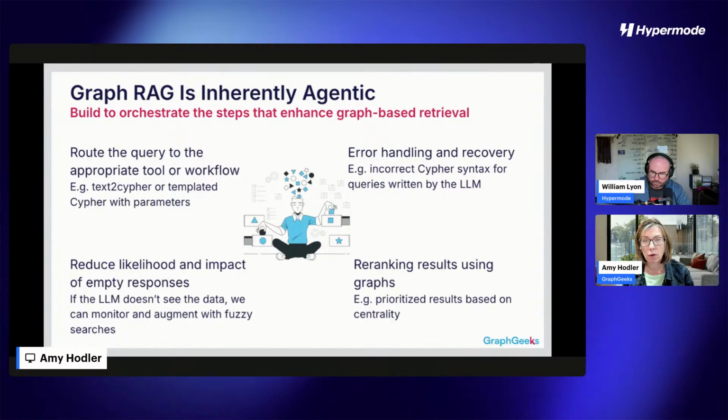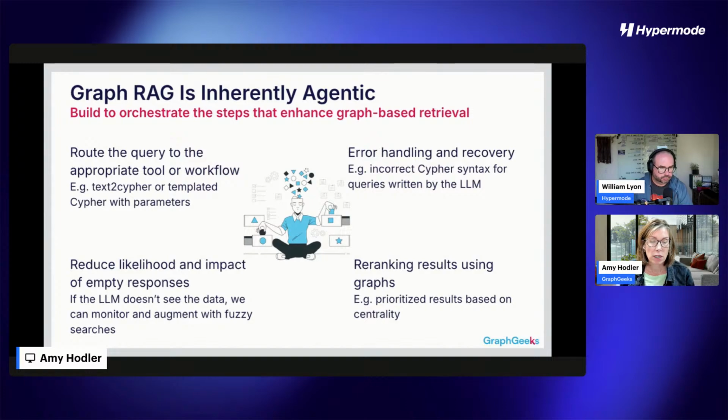So you can think about things like routing the query to the appropriate tool or workflow. So, for example, text to Cypher, or some kind of templated Cypher with parameters you might route towards. You definitely want to reduce the likelihood of empty responses, so that can be a problem. So if the LLM doesn't see data, we can monitor and augment with like a fuzzy search. So you could then bring in a vector in that case.